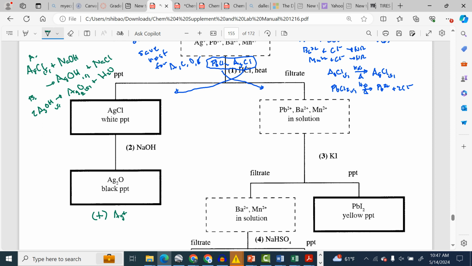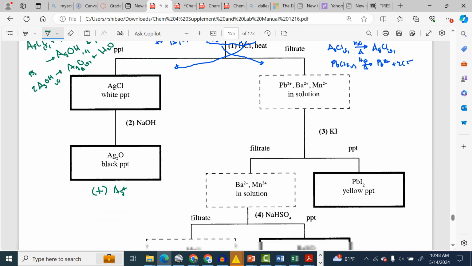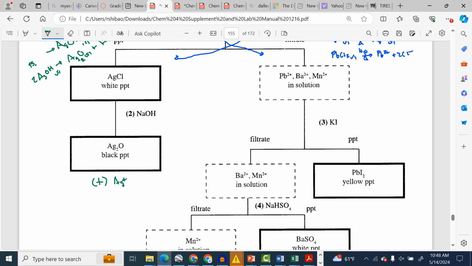Looking at the pattern of this procedure, we're just isolating each element one by one. However, we have to go in sequence, because if we go out of sequence, then it doesn't quite work. Carrying this on, we have 3: lead, barium, manganese. Now we have to get rid of another one. So who's going to be eliminated this time? Lead. And lead is easy to eliminate because we're going to add iodide. Lead loves iodide.